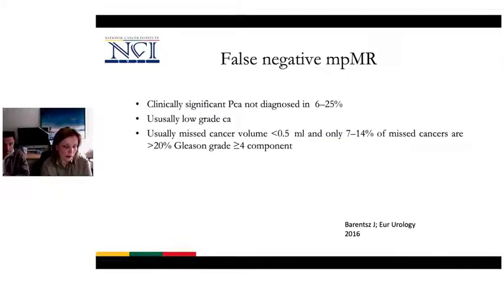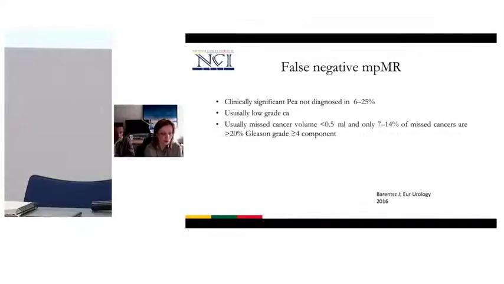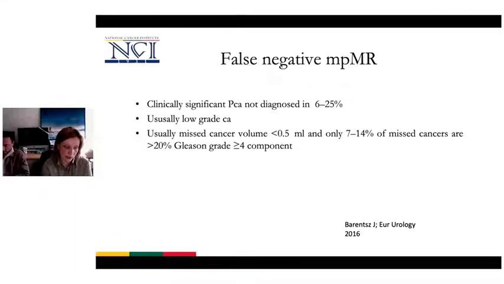Multiparametric MRI can be falsely negative, usually when we don't have a clinically significant cancer or a big-volume significant cancer. If we have low-grade cancer, it is stated that we can have a false negative MRI.